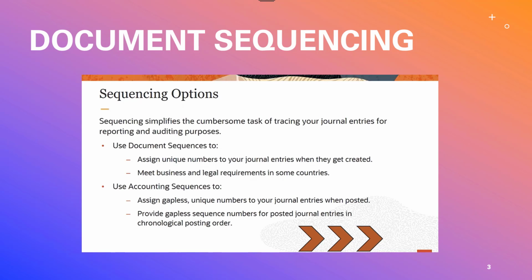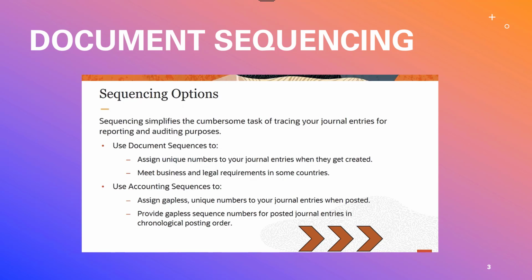each one of these. With our document sequences, these are used to assign a unique number to your journal entries when they get created. Again, this may be a business requirement or a legal requirement that you have. As soon as you create the journal and save it, the number gets created.